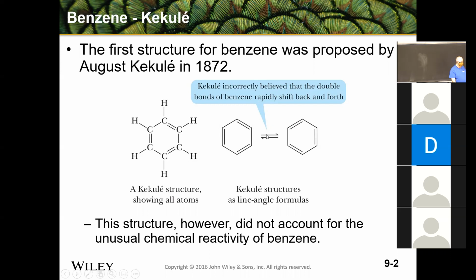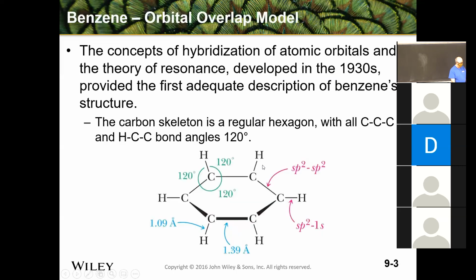Okay, he incorrectly believed that these double bonds shift rapidly back and forth. There's actually a continuous delocalization of electrons all the way around the ring. These are, in fact, called Kekulé structures. Right, the concepts of hybridization of atomic orbitals and the theory of resonance, which were developed back in the 1930s, provide the first adequate description of benzene structure.